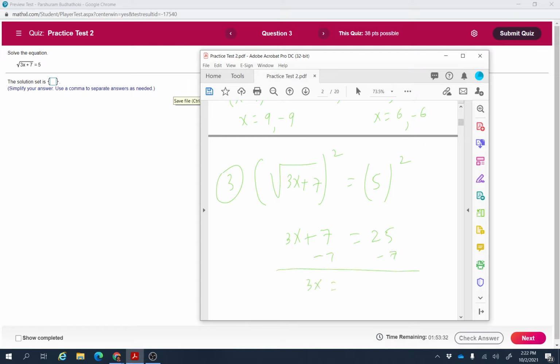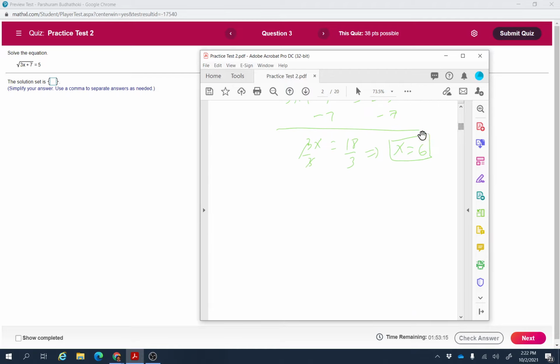Now 3x equals 25 minus 7, which is 18, and if you divide both sides by 3, that will give you x equals 6. Keep in mind, after solving this radical equation, whatever you get here is just a possible solution. You always have to check whether this is the right solution or not by plugging this value back in the given equation. So you need to do that checking.